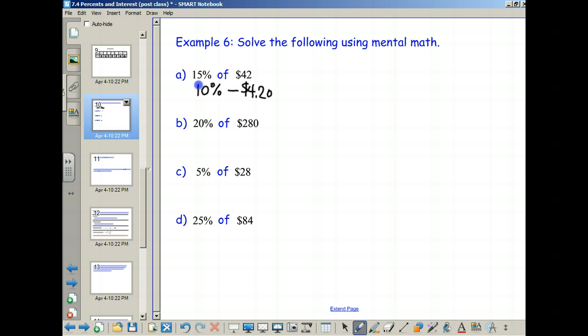And then, so this is what we did. We found 10% of 42, and that is $4.20. And literally, you did not multiply by 10%. What did you do? Really? You just moved the decimal point, right? That's literally what you did. And then, what you told me next, Audrey, was what?